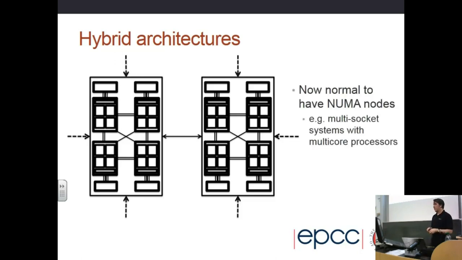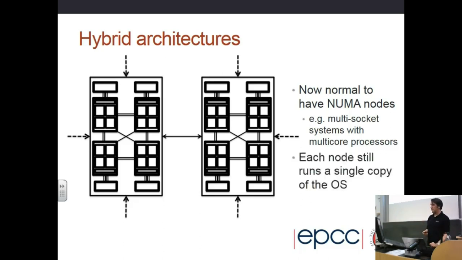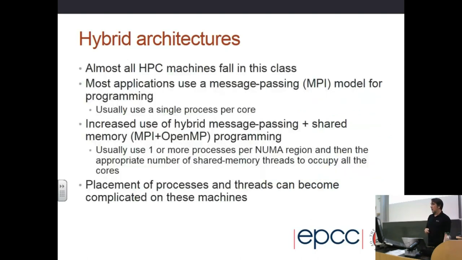They're called multi-socket systems because that's really what these are. If you looked at the motherboard, there would be four sockets where you'd plug in your four processors, and they'd be stitched together with some protocol, some wires to let them communicate with each other. But the important point is each node here, doesn't matter if it's a shared memory node or this NUMA architecture, runs a single copy of the OS. So all these 16 cores are under the control of a single operating system. As I said, almost all HPC architectures fall into this class.